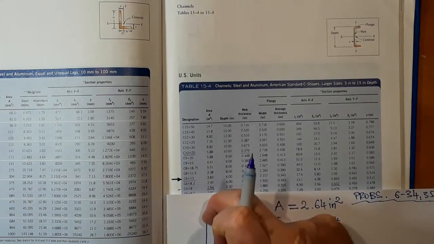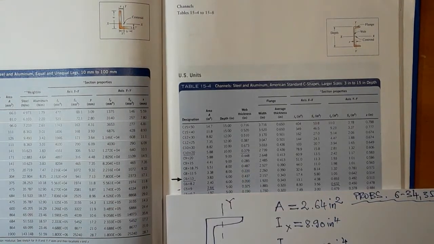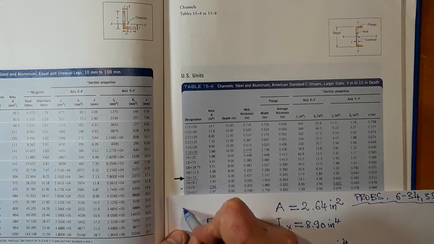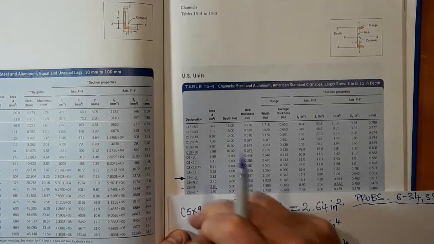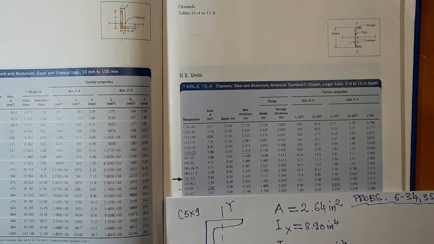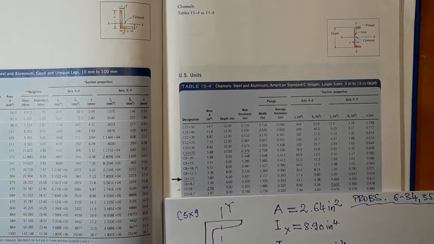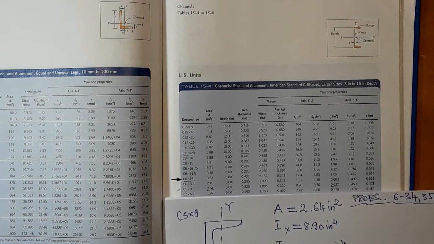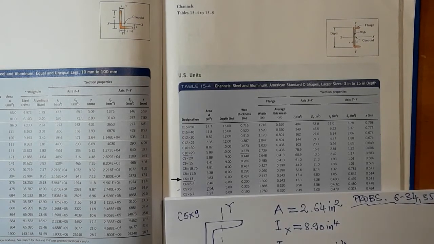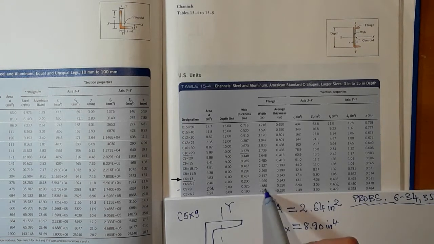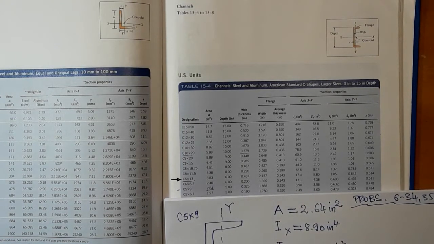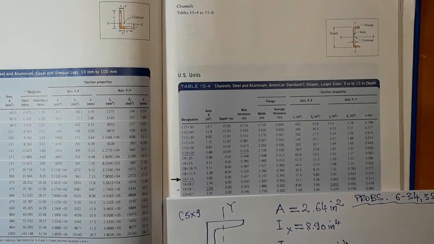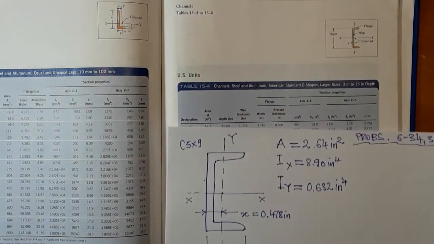We're going to use W, the width. The depth is 5 inches, so this is C5 times 9, 5 inches like the first digit. 9 would be the weight per foot, if I'm not mistaken. Okay, so W value is 1.885 inches.